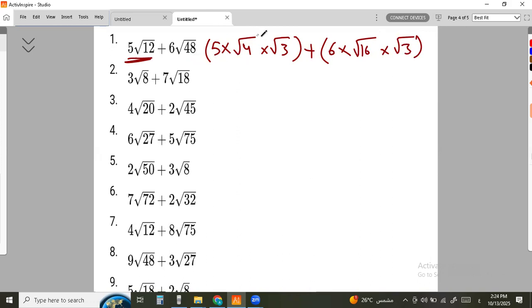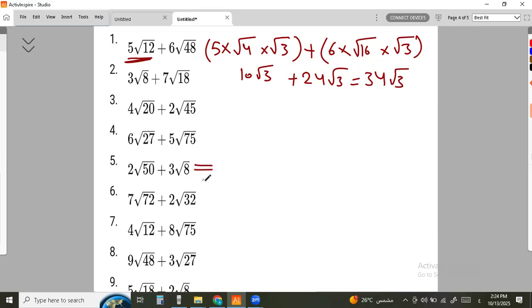Let's do it. 5 times 2 is 10, so it is 10 root of 3. Plus 6 times 4 is 24, so it is 24 root of 3. Now I can add them. So it is 34 root of 3. Good? Same thing exactly with the rest of the questions.